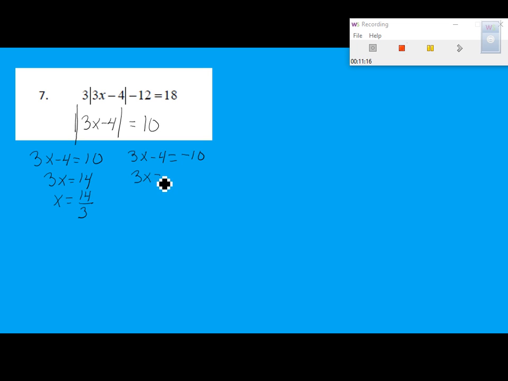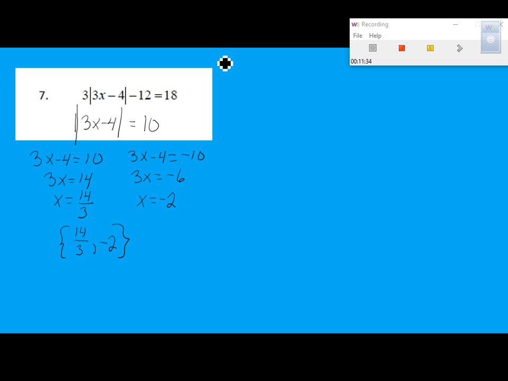Over here, let's add 4 to the negative 10 and get negative 6. Let's divide both sides by 3 and get negative 2. So my two solutions, 14/3 and negative 2.